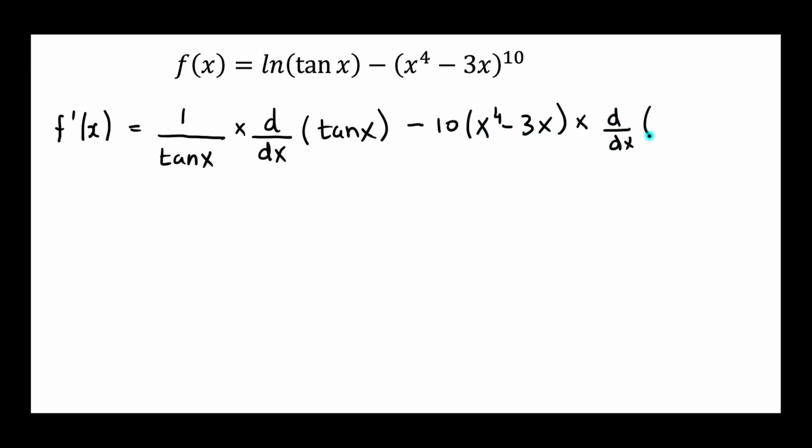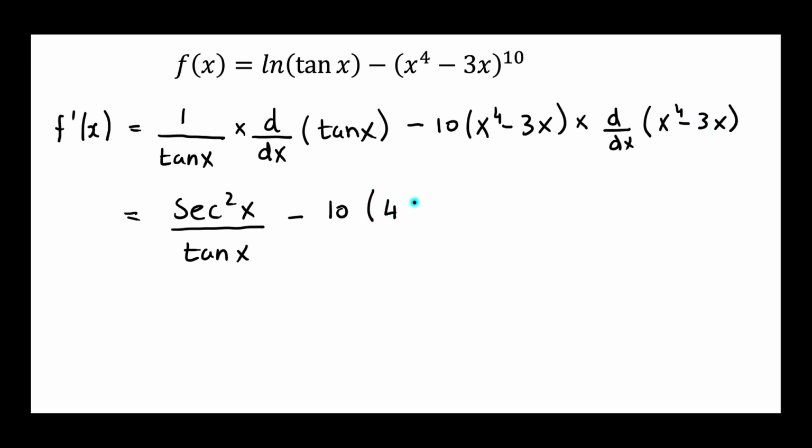So then I need to differentiate x to the 4 minus 3x. If I go ahead and do that, if I differentiate the tan x, I'll get secant squared x, and that will be over tan x, and that will be minus, so I have 10. Now if I differentiate this, that will give me 4x cubed minus 3, so I'll bring that here, 4x cubed minus 3, and then multiply it with this here.